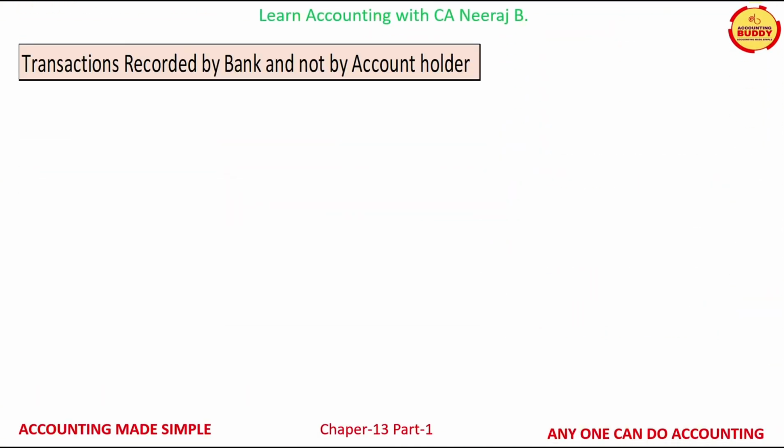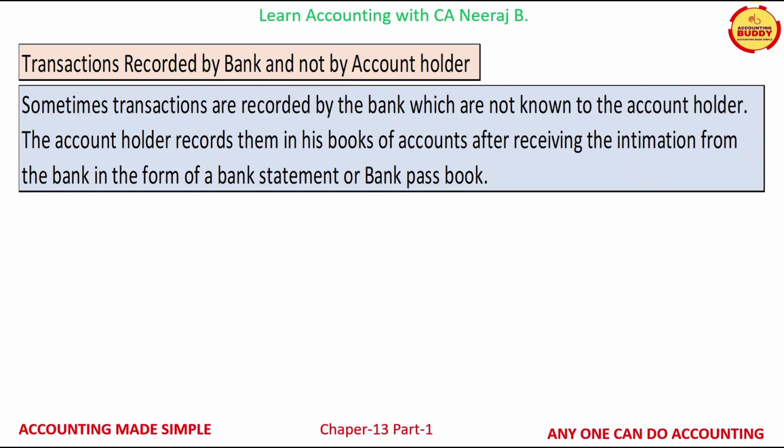Another reason for difference is the transactions recorded by the bank and not by the account holder. Sometimes transactions are recorded by the bank which are not known to the account holder. The account holder records them in his books of accounts after receiving the information from the bank in the form of a bank statement or a bank passbook.